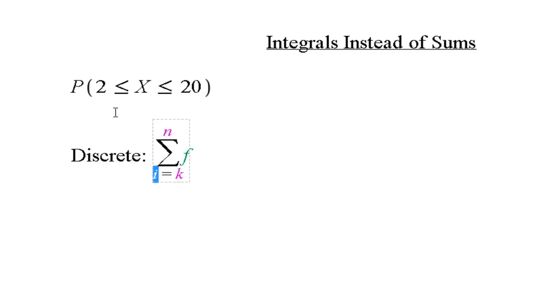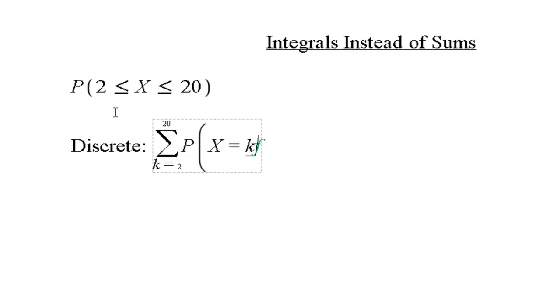So let's suppose we have a random variable X and we want to compute the probability that X is between 2 and 20. So the probability that 2 is less than or equal to capital X less than or equal to 20. If your random variable is discrete, then what would you do? Well, you would just add. You would add up from k equals 2 to 20 the probability that X equals k.